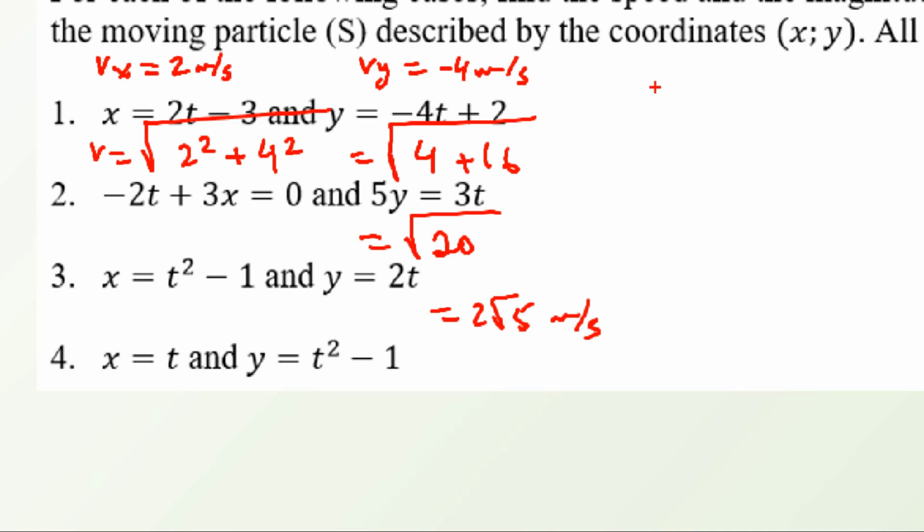Now as for the acceleration, Vx is basically 2, then Ax would be 0, and Ay would be 0, then A, which is the radical of Ax squared plus Ay squared, would be 0 as well. So the speed is given by 2 radical 5 and the acceleration is given by 0.